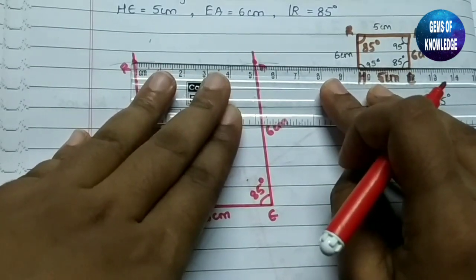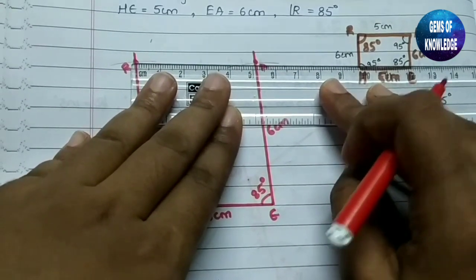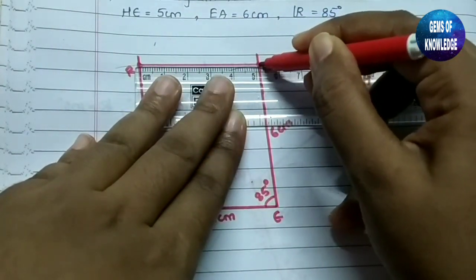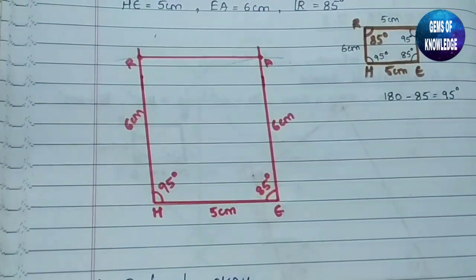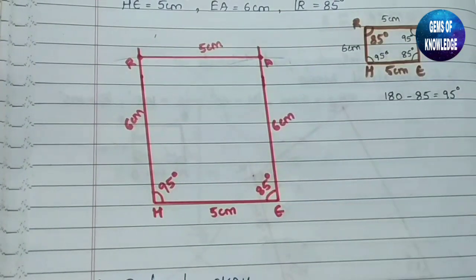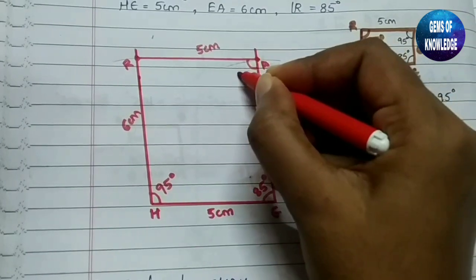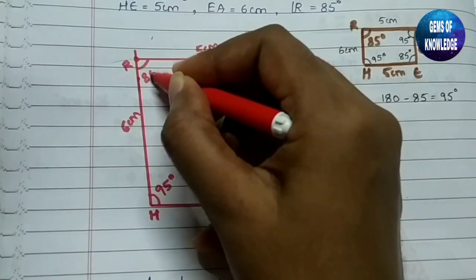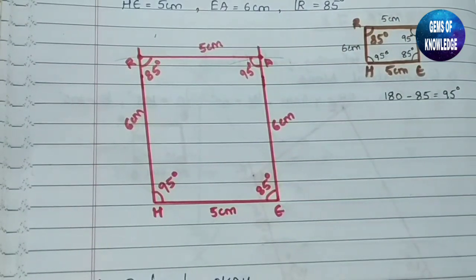we are getting exactly 5 centimeter. Okay, so this is 5 centimeter. So obviously this will be of 95 degree and this will be of 85 degree.